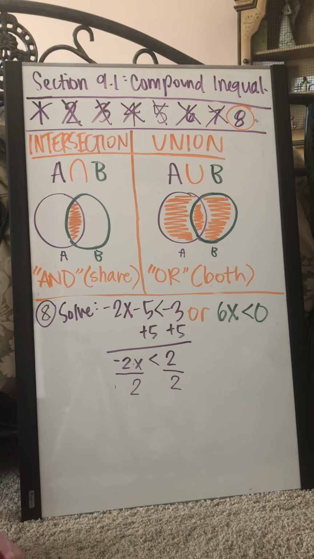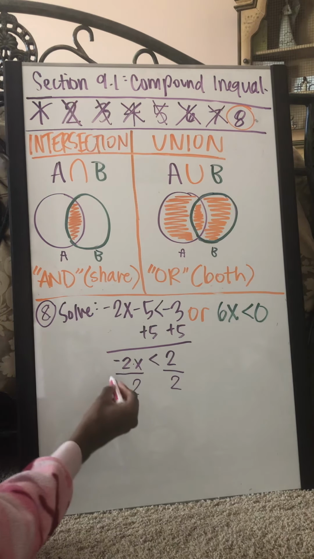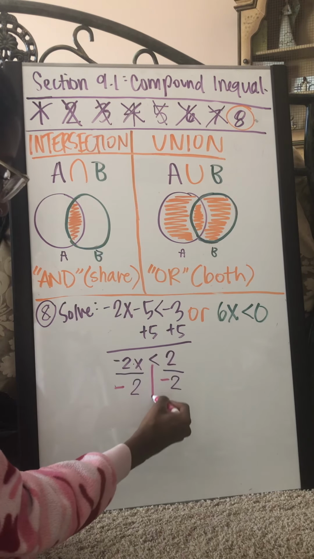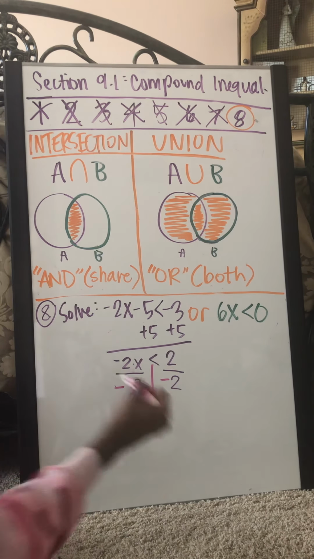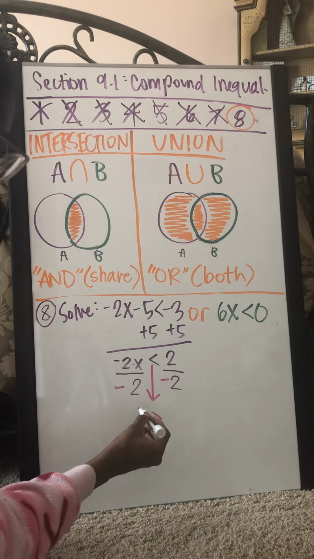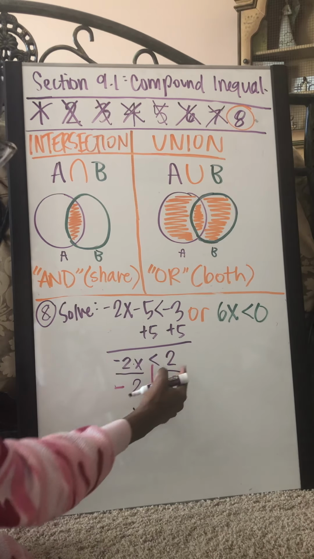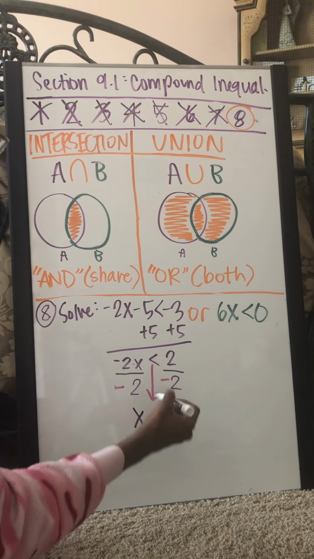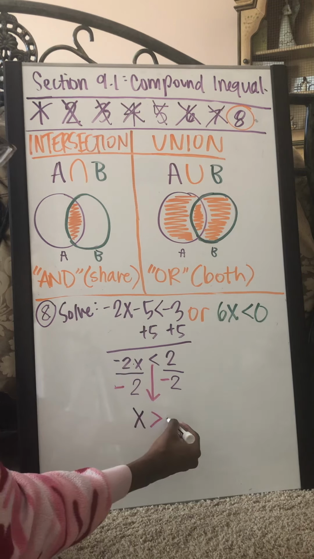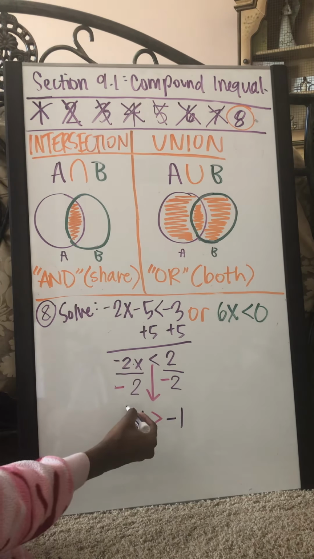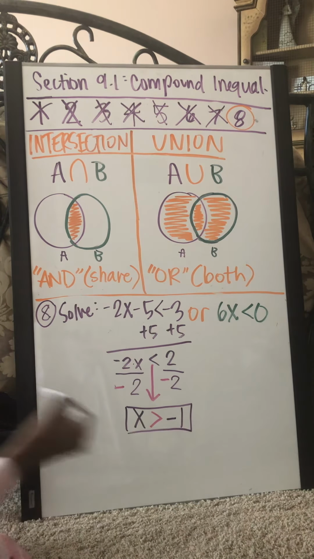Okay, and now because we have divided by a negative, that means our sign is going to now flip, okay? So here we have x is greater than 2 divided by, sorry, 2 divided by negative 2 is going to give us negative 1, okay? So that's for our first set.